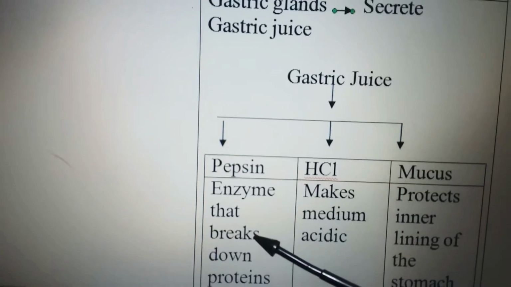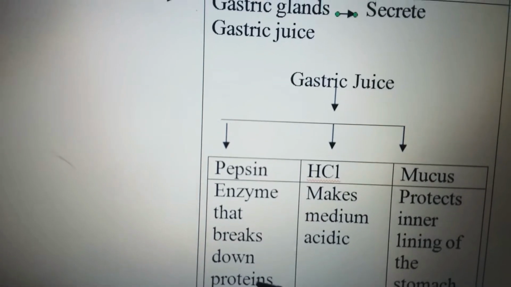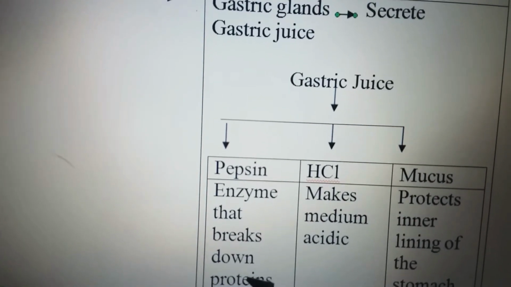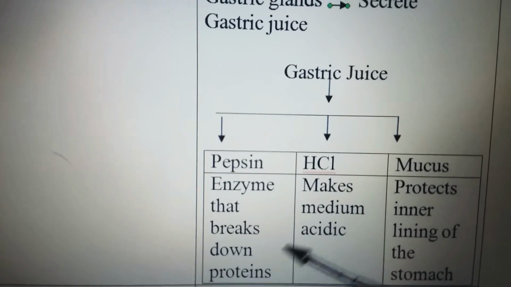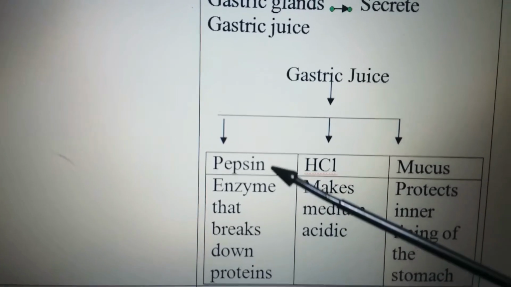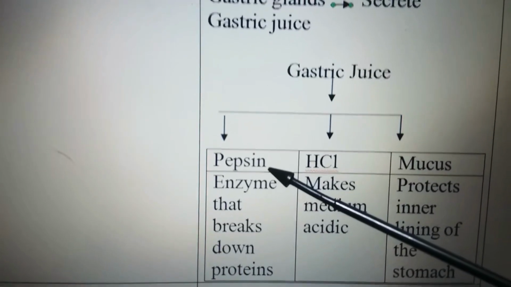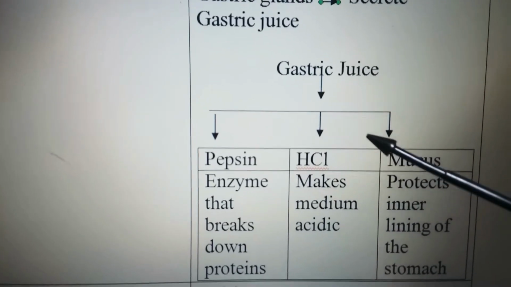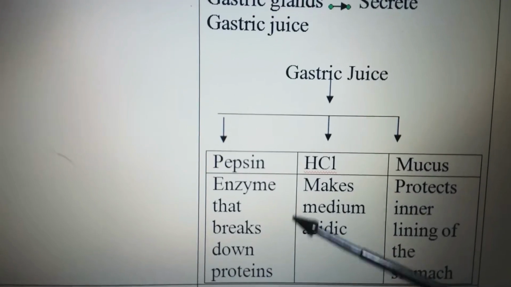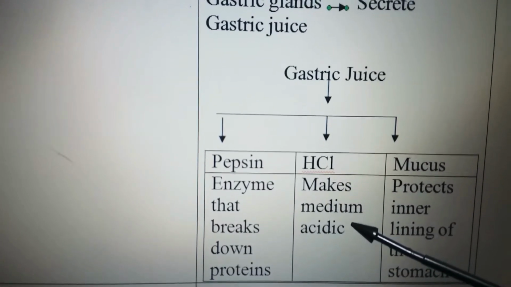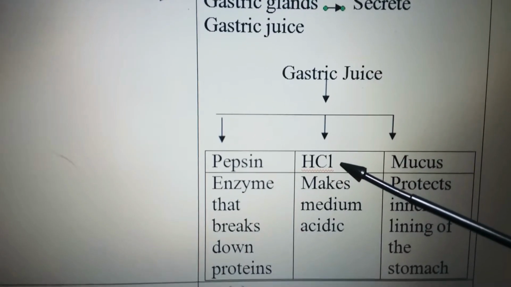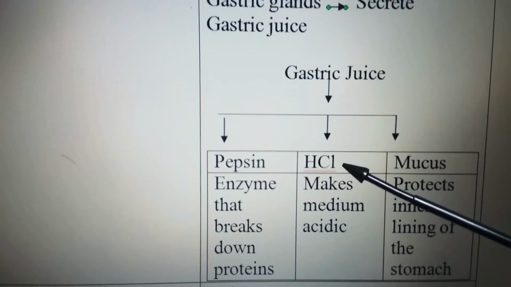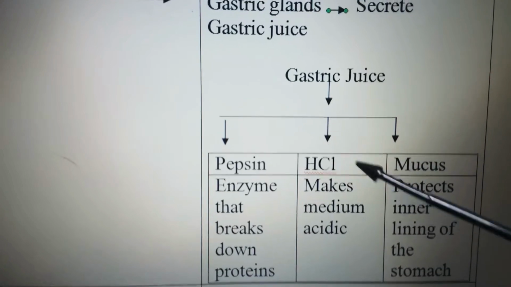be going to break down the food that is rich in proteins. So the proteinaceous food is going to break down by the enzyme known as pepsin, thereby making the medium of the stomach acidic by the presence of acidic stomach acid known as hydrochloric acid.